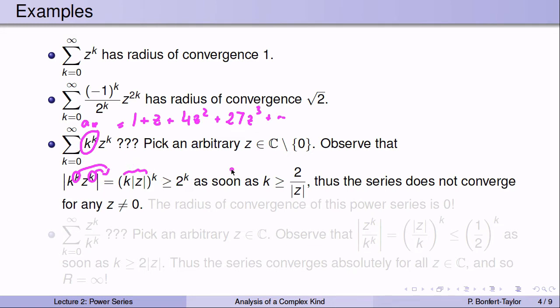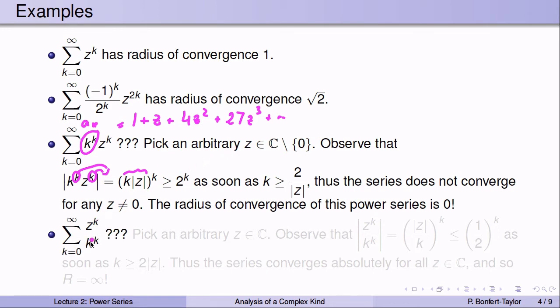they don't go to 0. But a series whose terms don't go to 0 cannot converge. The terms going to 0 is a necessary, not a sufficient, but a necessary condition for convergence. Since my terms don't go to 0, the series does not converge, and so it can't converge for any z that's non-zero. Therefore, the radius of convergence of this power series is 0. There is no disk around the origin in which the series converges. So this power series has radius of convergence 0.